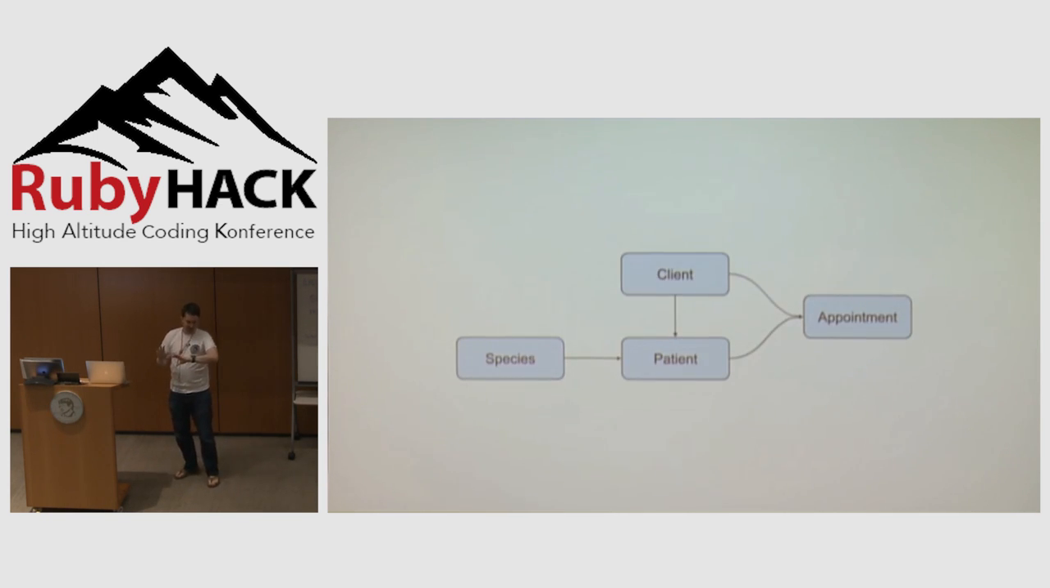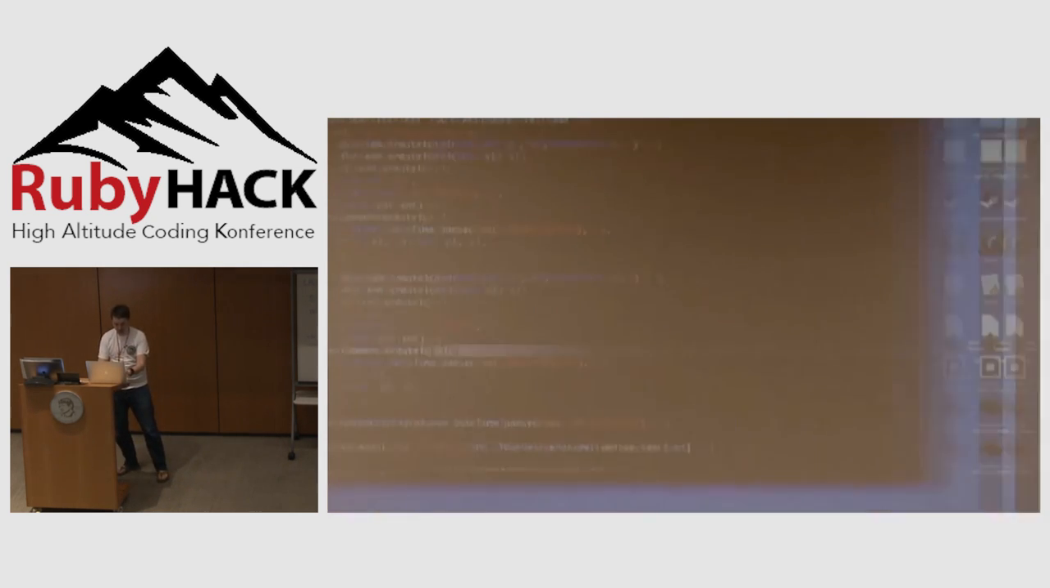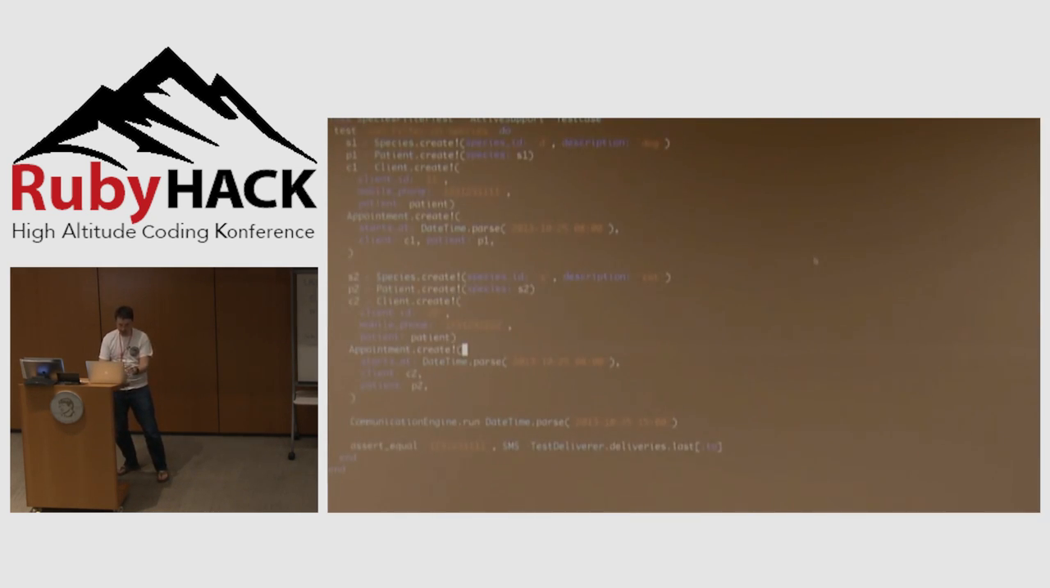So for the next little example, this is the object diagram we're working with. There's a patient and a client. Those work together for an appointment. We work for veterinary technology, so this comes from our system. And the patient has a species. It's a dog, it's a cat, it's a parrot, whatever. So one of your options, if you're not going to use fixtures, is to use raw Active Record. And you end up with code that ends up looking like this.